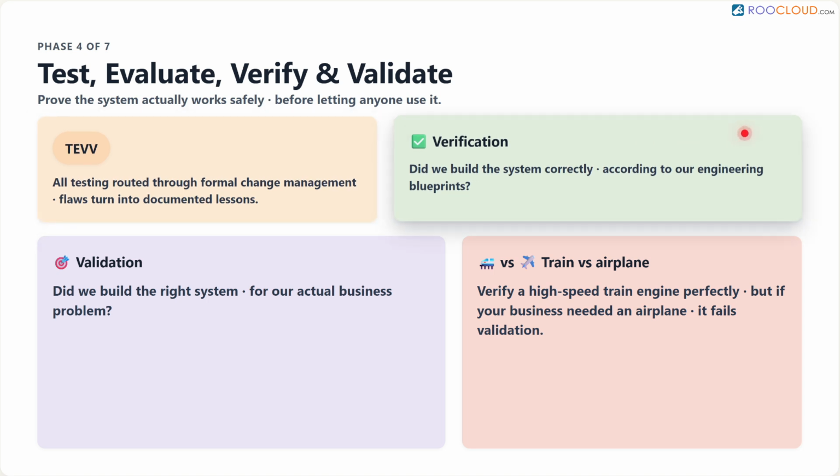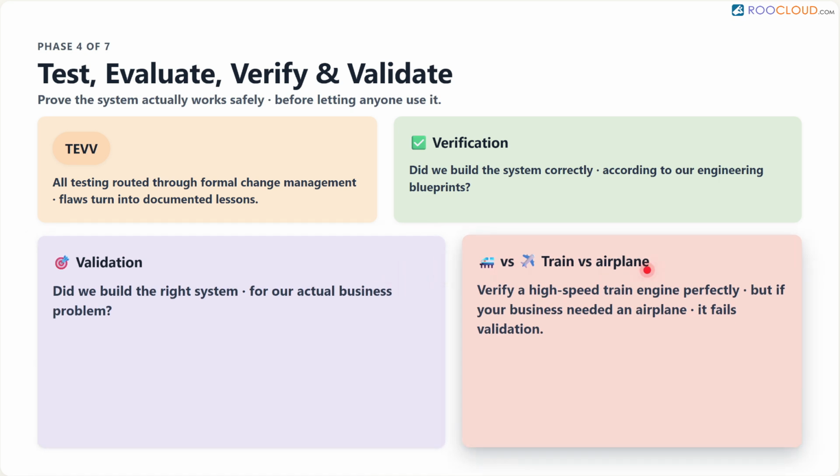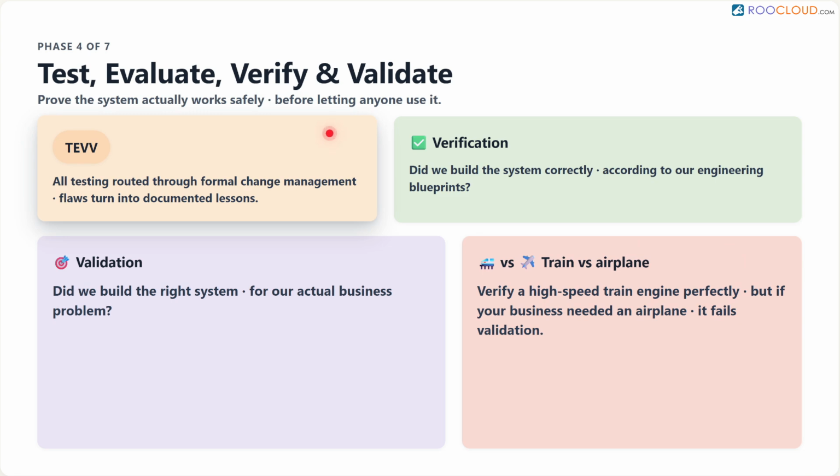Verification asks, did we build the system correctly according to our engineering blueprints? Validation asks a different question. Did we build the right system for our actual business problem? You could perfectly verify a high-speed train engine, but if your business needed an aeroplane, it fails validation. All testing must go through official change management processes.